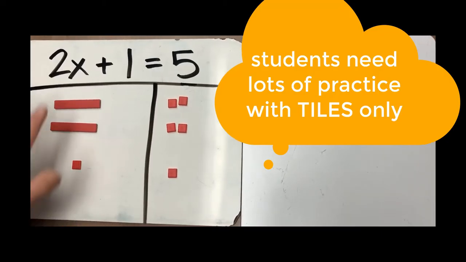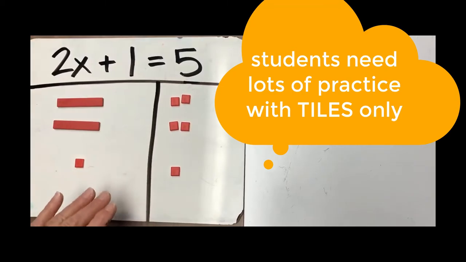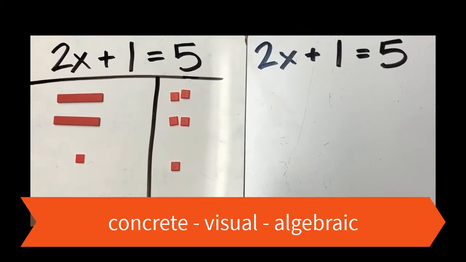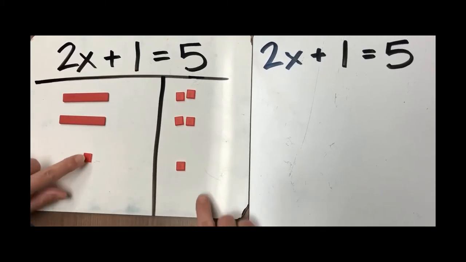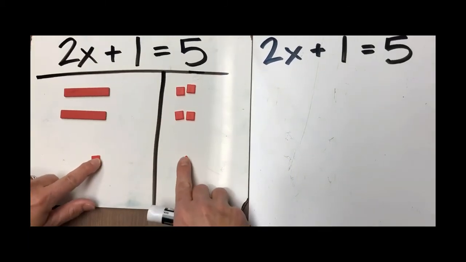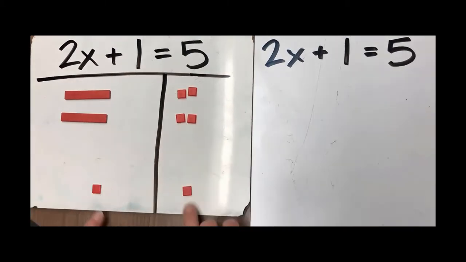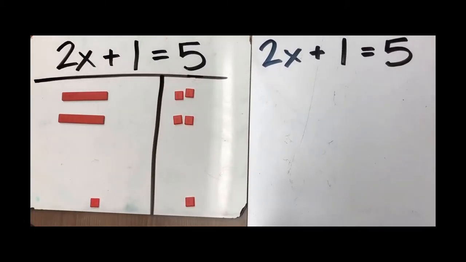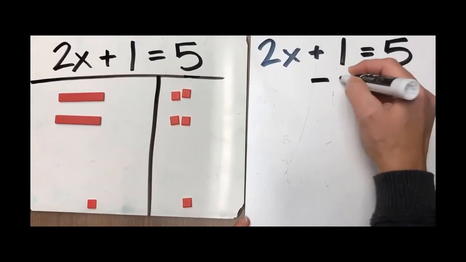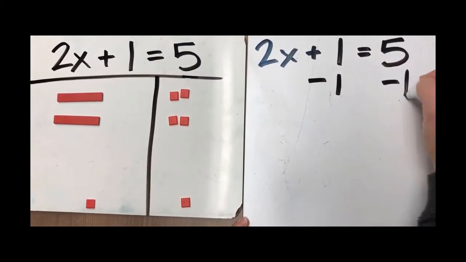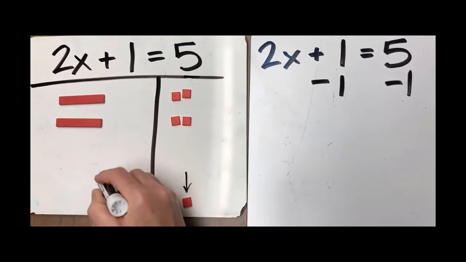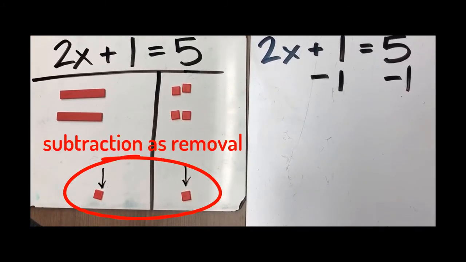So once students have practiced a lot of those two-step equations with their tiles, we do want them to see the connection between the concrete and the algebraic. And what they have done when they have recognized that this one and this one are equivalent to each other, and we don't need to consider it, we can consider that we're now removing that from the equation. So when we show students that we're subtracting 1 from both sides of that equivalent equation, that's what we're doing. We are removing those ones from each side. We're thinking about subtraction as removal.